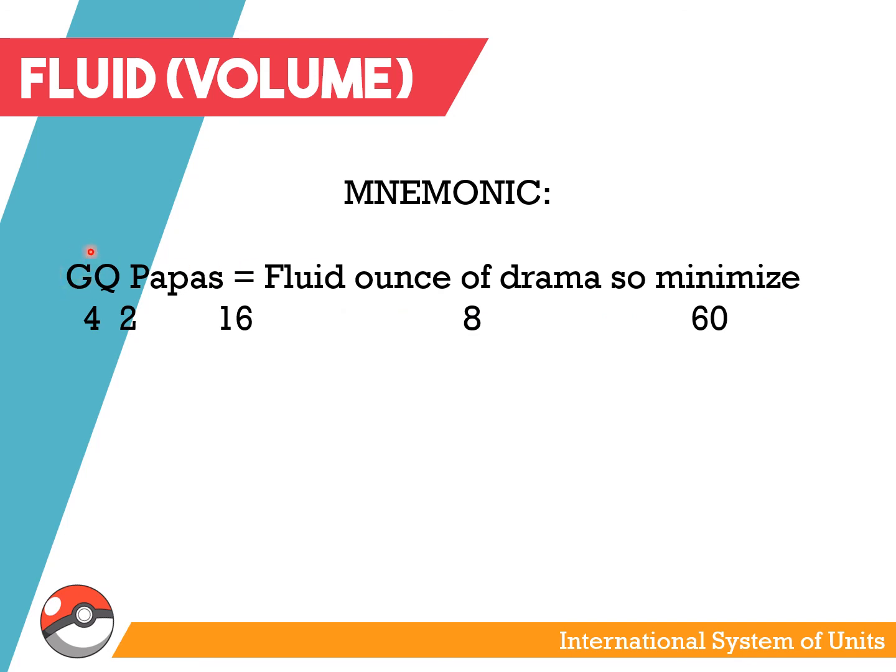1 gallon is equal to 4 quarts. 1 quart is equal to 2 pints. 1 pint is equal to 16 fluid ounces. 1 fluid ounce is equal to 8 drams. And 1 dram is equal to 60 minims. So again, GQ papas equals fluid ounce of drama, so minimize. 4, 2, 16, 8, 60.